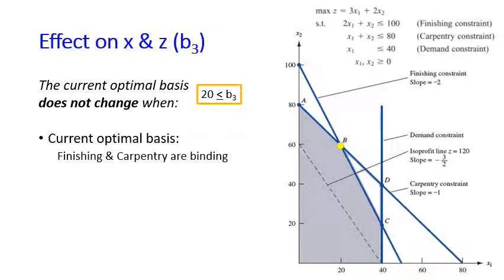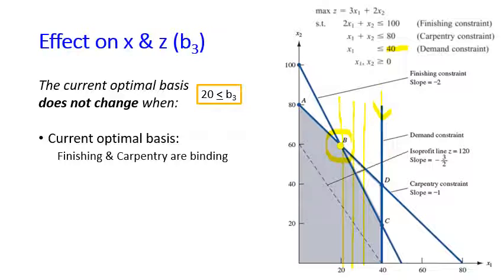Now it's quite interesting for the third constraint because it is not binding. So you see that this is the demand constraint, it is not binding. So as long as this B3 is greater than 20, it will not disturb the current basis, right? So if this is 40, this is here, it is okay. Finishing and carpentry are still binding. If it is 35, let's say it's still okay. If it is 25, it's still okay. If it is exactly 20, it's still okay because the intersection between finishing and carpentry is still feasible.